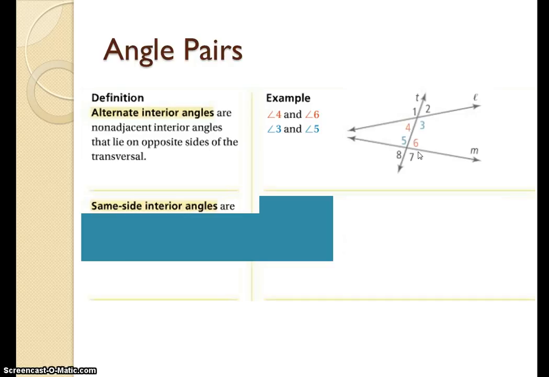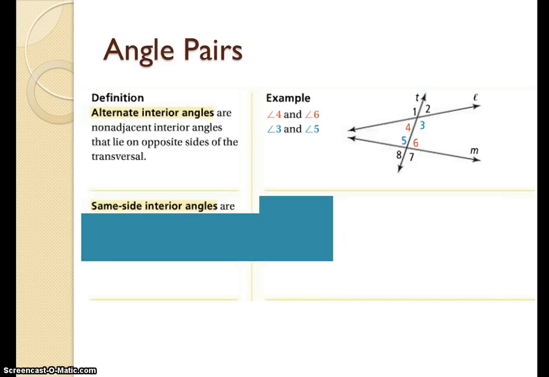All right, so we have our first definition with the angle pairs. It's called alternate interior angles, and these are non-adjacent. So they're not next to each other, and they are inside angles, and they're on opposite sides of the transversal. So alternate means opposite side of the transversal, and interior. So an example of that would be angles 3 and 5. They are called alternate interior, and 4 and 6. They are also called alternate interior.